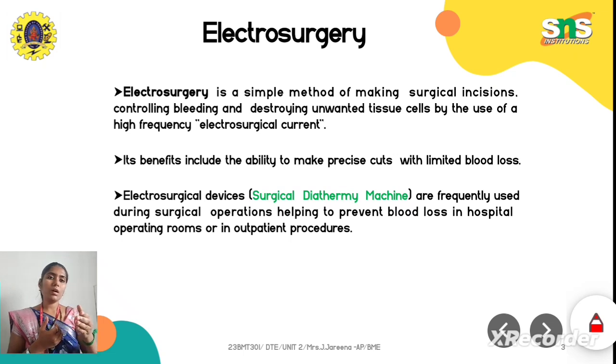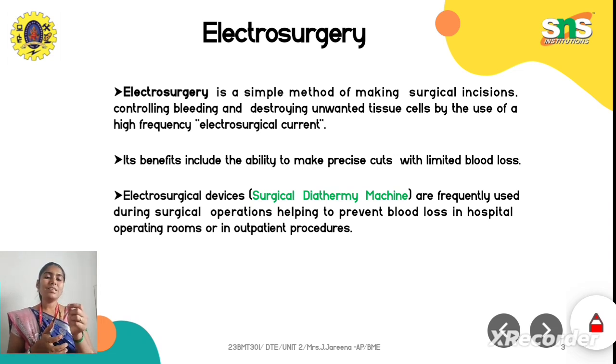in surgical procedures they usually use surgical tools like a normal knife, and that will lead to heavy blood loss. So in order to avoid or minimize the heavy blood loss and attain the hemostasis condition, we are going with the ESU unit, that is the electrosurgical machine. It has the ability to make even very precise cuts with limited blood loss. That is one of the main applications of this ESU unit. That is why it is used in any complicated surgeries performed in operation theaters.